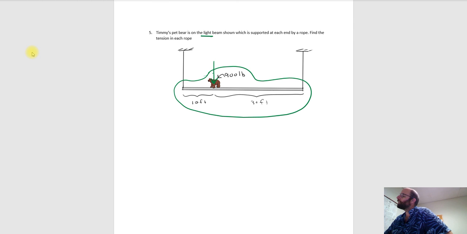We have right here a string pulling up. I like to call that tension something like T sub L for the tension on the left-hand side of the beam. We got another one right here. I would call that a T sub R for the tension on the right-hand side of the beam.